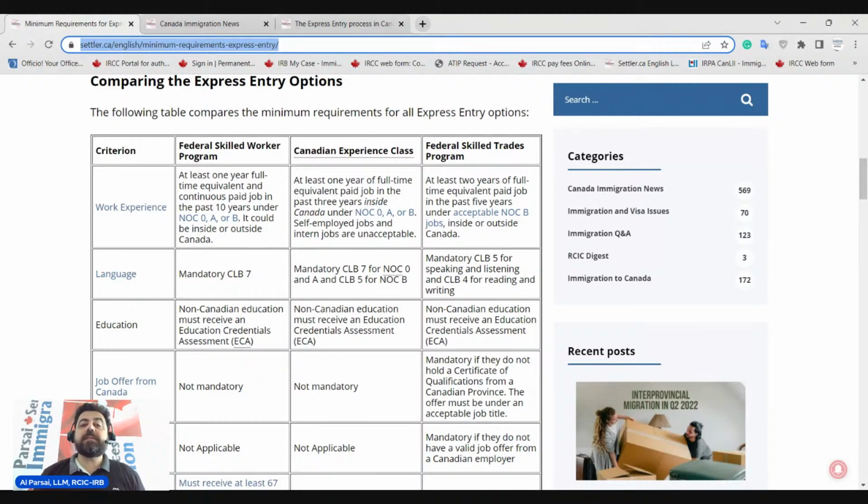CLB stands for Canadian Language Benchmark. For example, for IELTS General, when we say CLB 7, it means you need to have IELTS 6. It means under every language skill, your minimum band score must be 6. If you have above 6 out of 9 under IELTS, that's amazing. If you are taking CELPIP-G, then you need a test result of at least 7 out of 12 under each ability, because CELPIP-G scoring is exactly the same as the Canadian Language Benchmark.